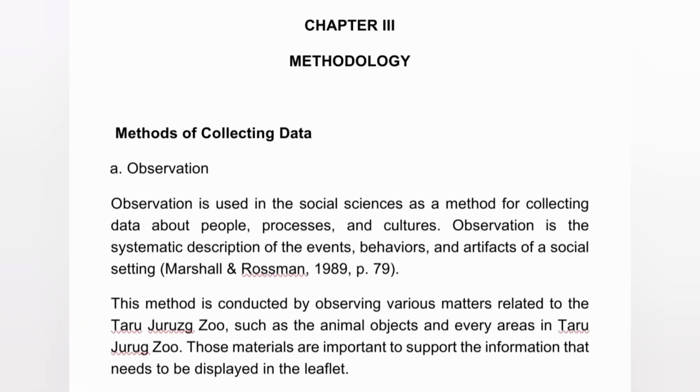Chapter 3, Methodology. In this chapter, I write the methods that I will use to collect data. First, observation. Observation is used in the social sciences as a method for collecting data about people, processes, and cultures. This method is conducted by observing various matters related to Tarujuruksu, such as the animal objects and every area in Tarujuruksu. Those materials are important to support the information that needs to be displayed in the leaflet.